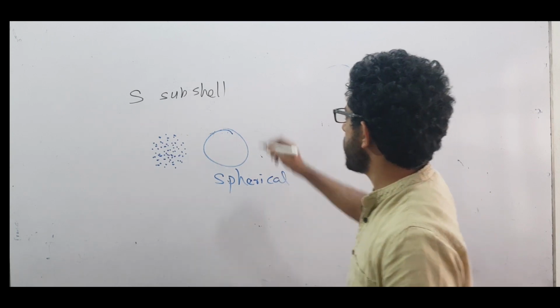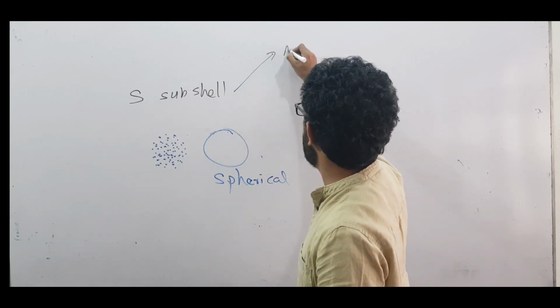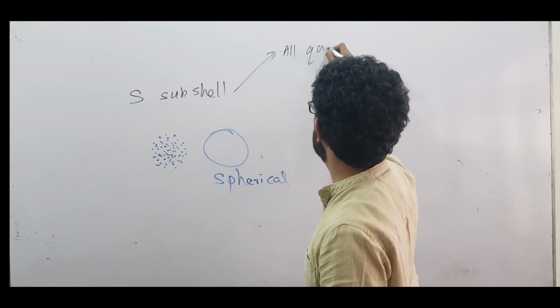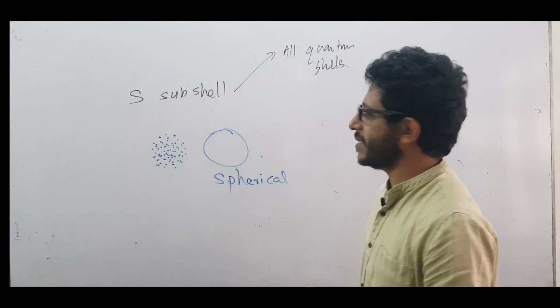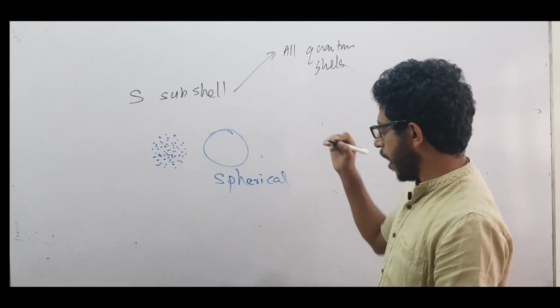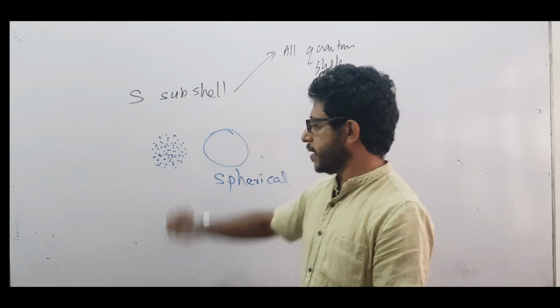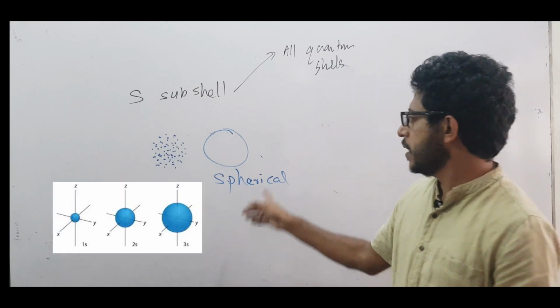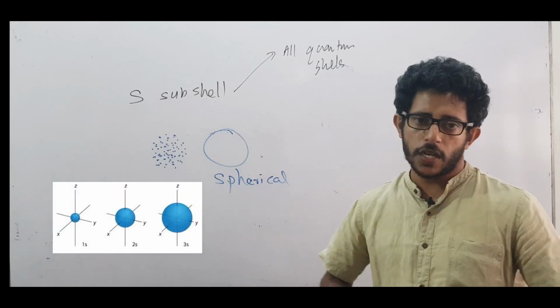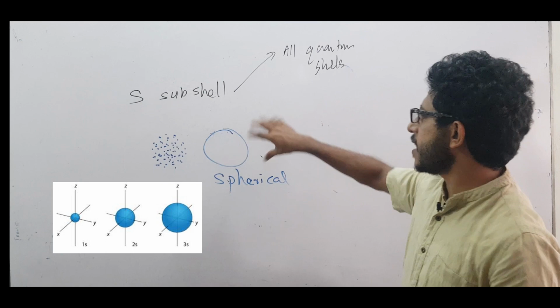So, s subshells are present in all quantum shells, right. In all quantum shells you have an s subshell. When you go down the group, the radius or the size of the sphere gets increased, or the other way around, the size of this three-dimensional space would increase. So, this is the s subshell.